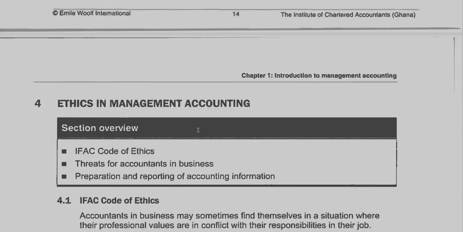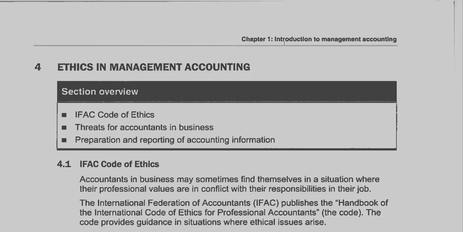Now, our next topic will be ethics in management accounting, which is a broader topic. So we will end this session here and continue with ethics in management accounting.